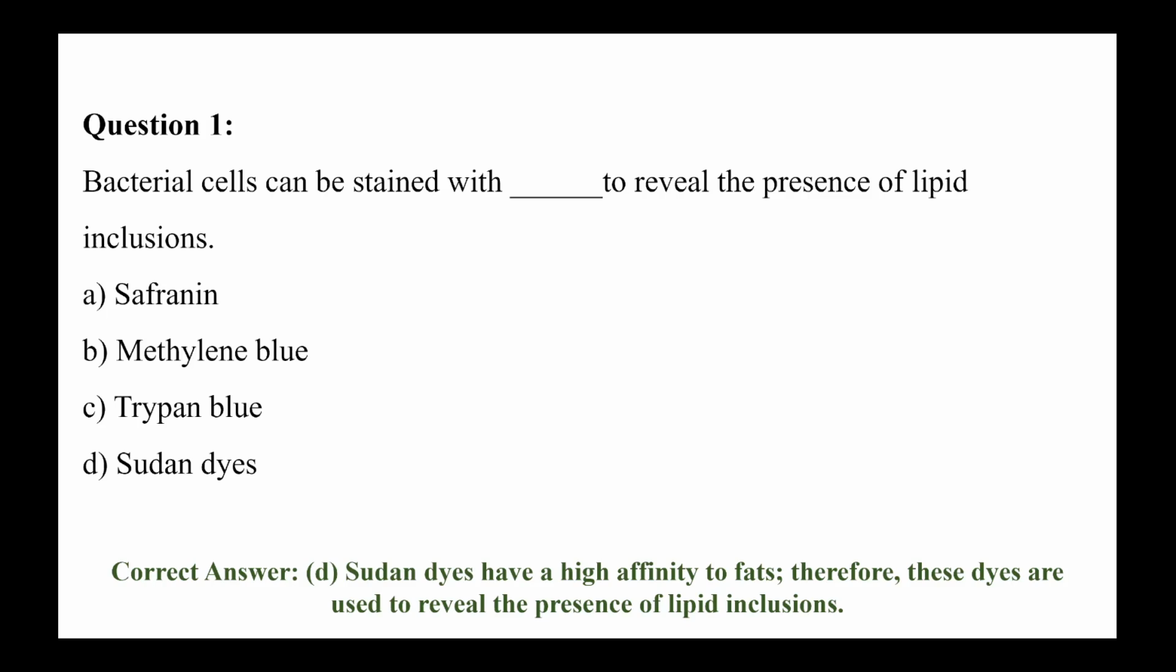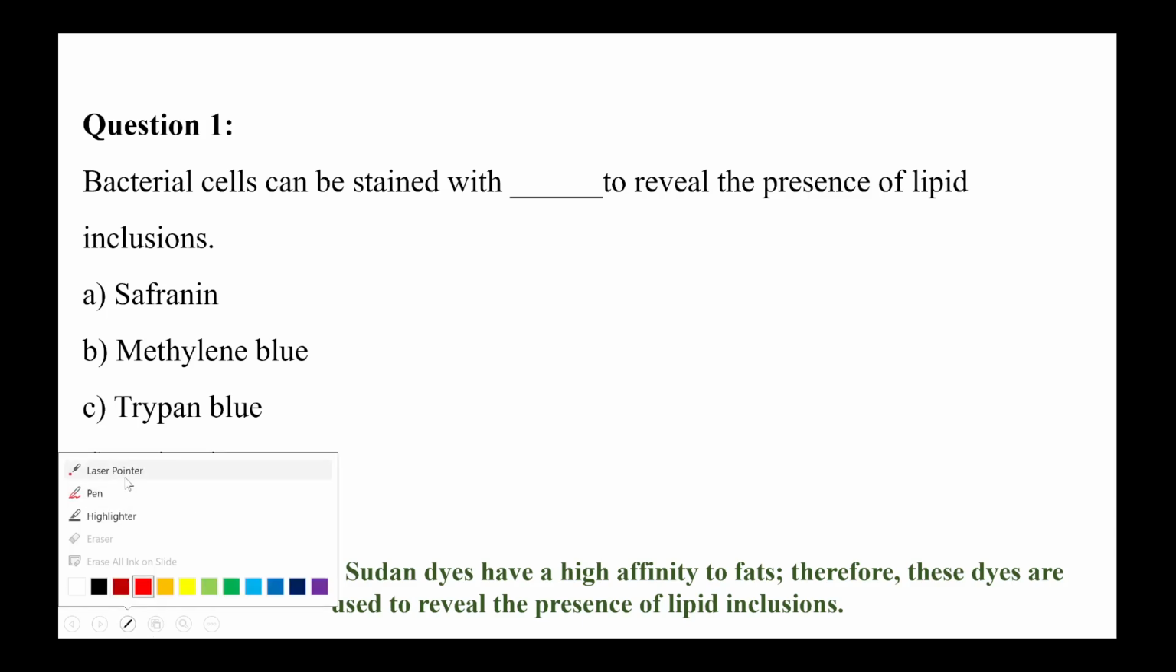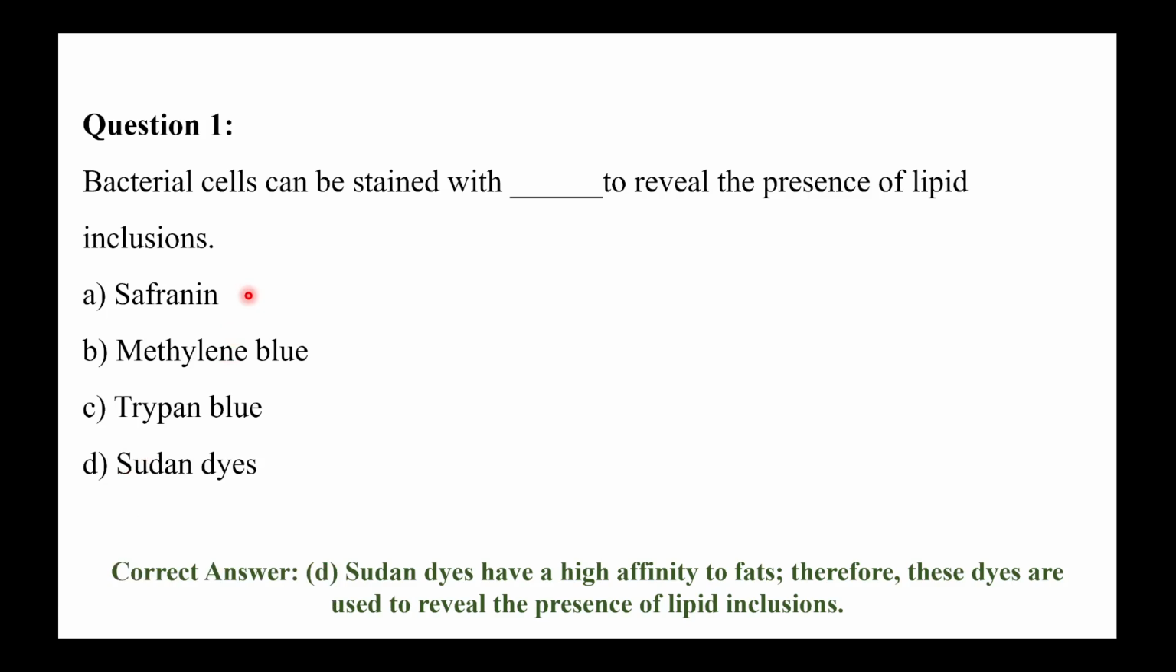Other than that, you can see three options: safranin, methylene blue, and trypan blue. So safranin is a reddish to pink color dye, and it stains the cells pink. So if I stain the bacterial cells with safranin, the cells will appear pink in color. Methylene blue, from the name itself, you can see it has a bluish color.